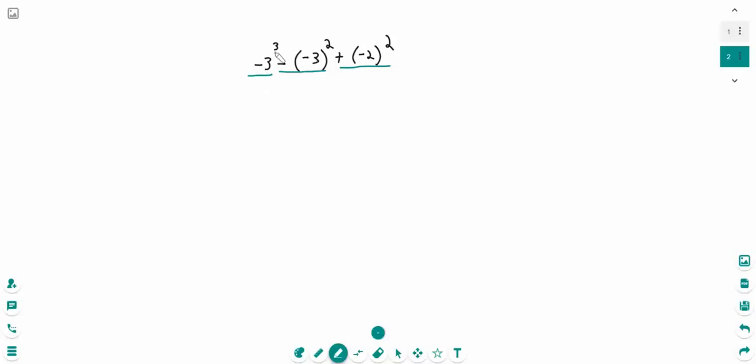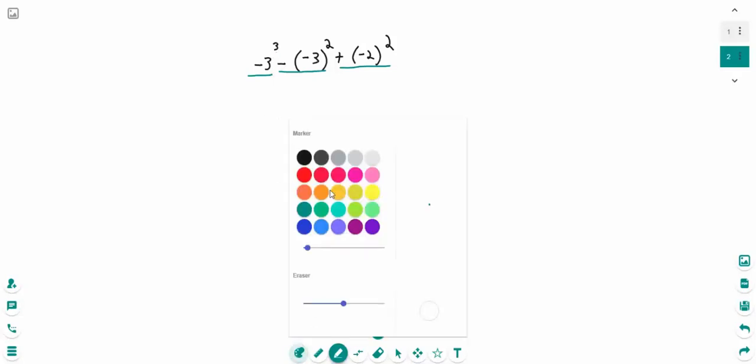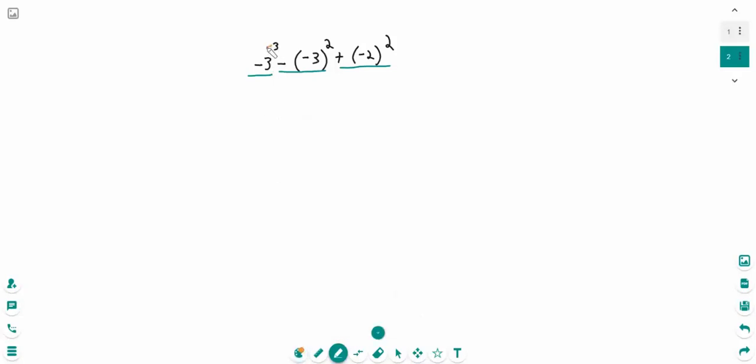So we have this negative 3 raised to the third power. All right, so what does that mean? Well, recall this 3 only affects what's directly below it. So this is only affecting this 3, not the negative sign. So just so that you can see this clearly, we're going to write that negative sign down here and then translate what this 3 to the power of 3 means. It means a 3 times a 3 times a 3.